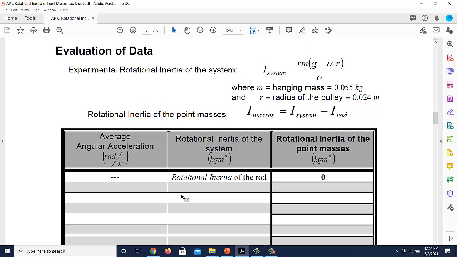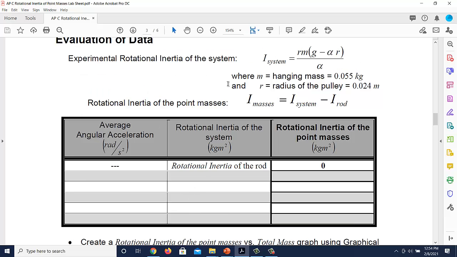Once you get that, then you can come to the next table here. Here's the equations. Average angular acceleration, the rotational inertia of the system, which is just running this equation, where again the m is the hanging mass, which is now 0.055 kilograms, because you put a 50 on the end of the string, I hope. And the radius of the big pulley that you wrap the string around, still 0.024 meters. Calculate this out, that's the system.